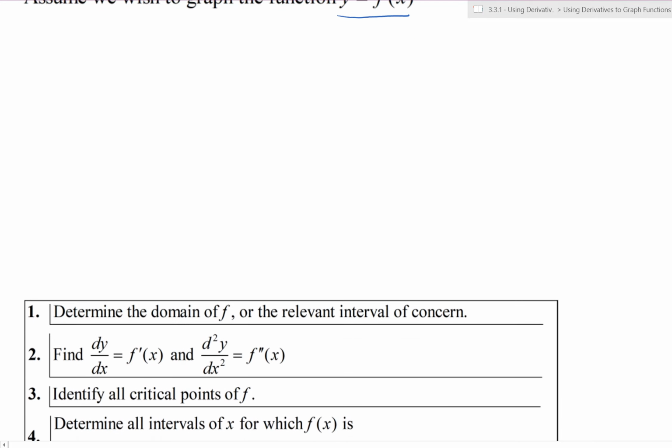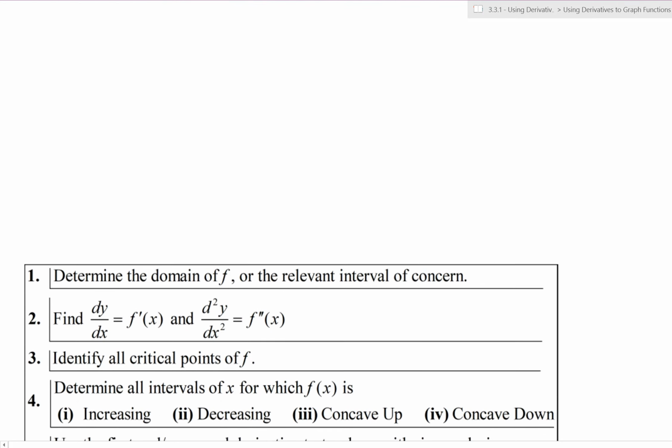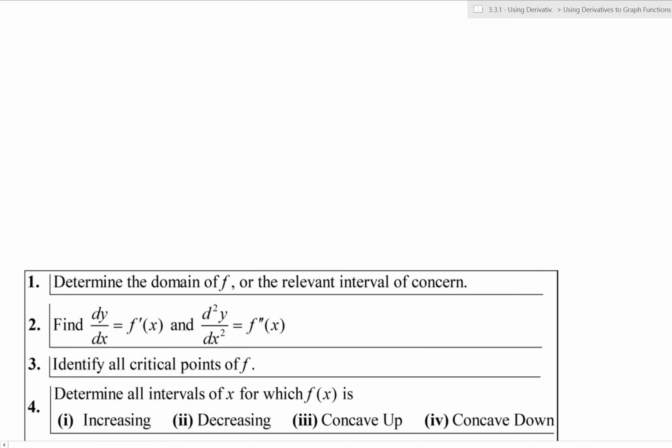Then let's look at the first few things here. There's more after this, but we should understand what the domain is, right? What's the domain of the function, or which interval are we actually focused on here? Is it the entire domain of the function? Is it some sub-interval of where the function is defined? We should understand where this function is being graphed.